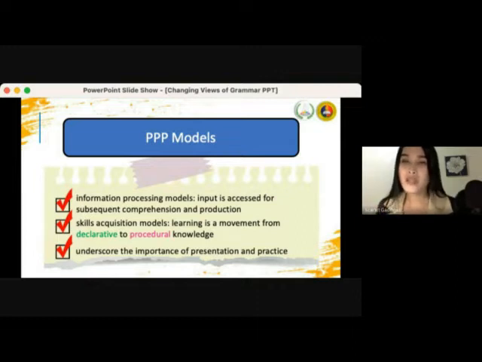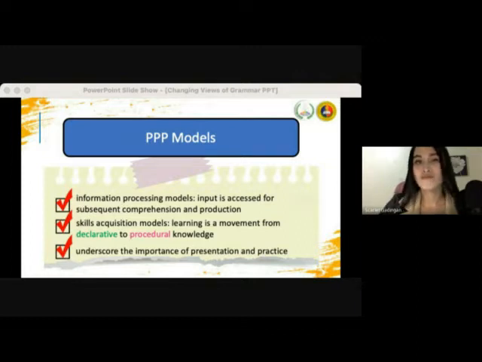That's why this particular model underpins one of those models. You have the information processing, and of course you have the skills acquisition model. This particular model believes that learning is a movement from declarative to procedural knowledge. What is declarative knowledge?